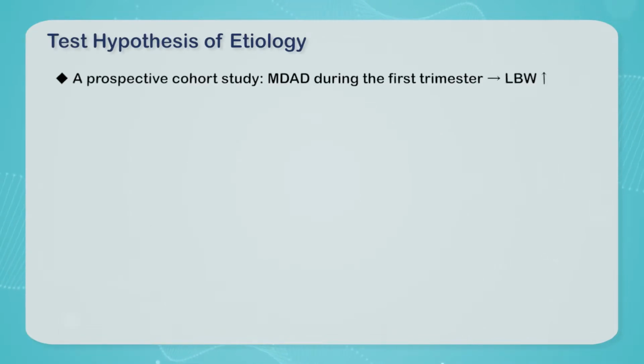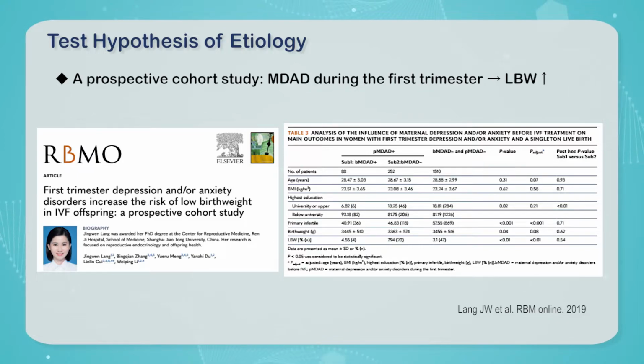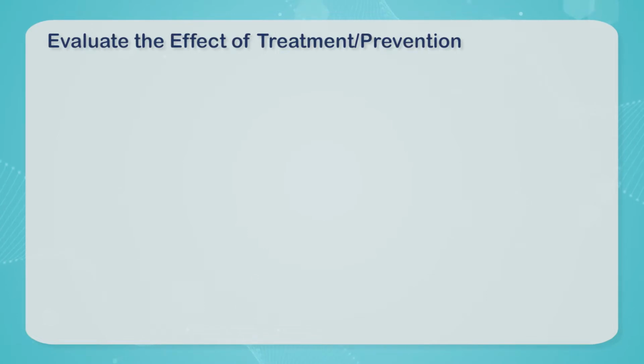This study, published in 2019 in RBM Online, was an example of testing a causal hypothesis. It was a prospective cohort study to confirm whether anxiety and depression in early pregnancy would increase the risk of preterm birth. This is an example of evaluating treatment or prevention. It is a retrospective cohort.